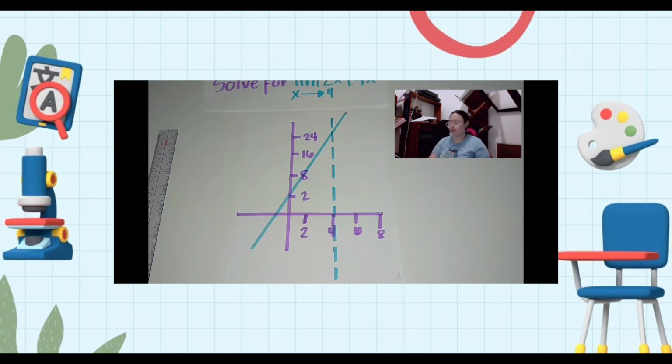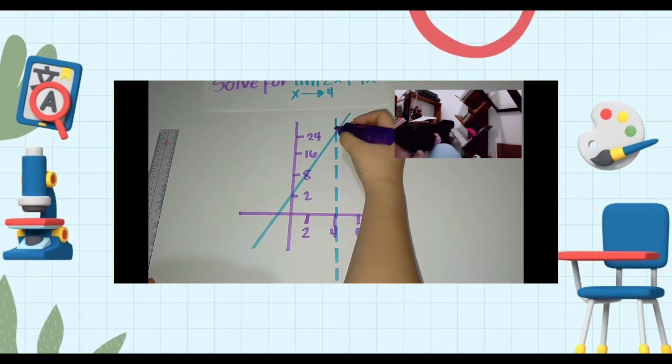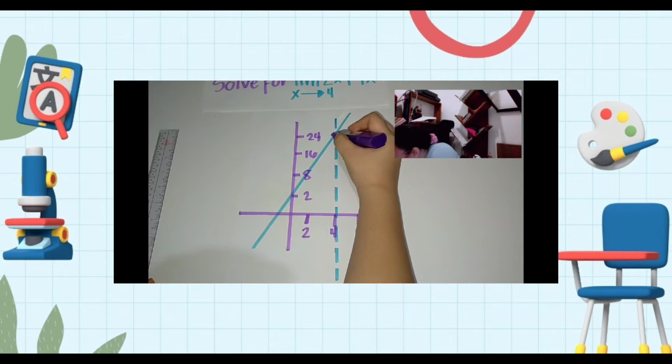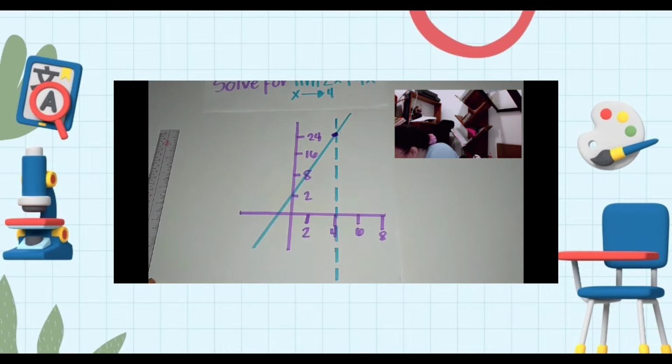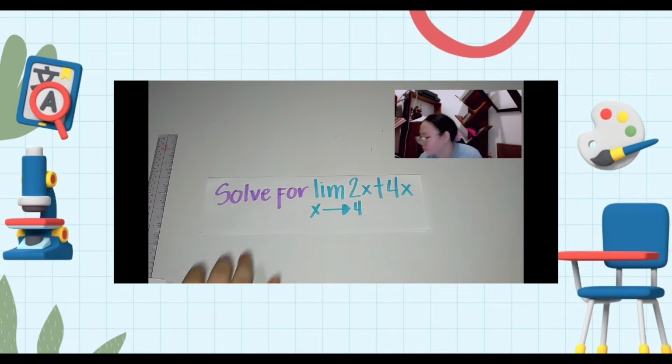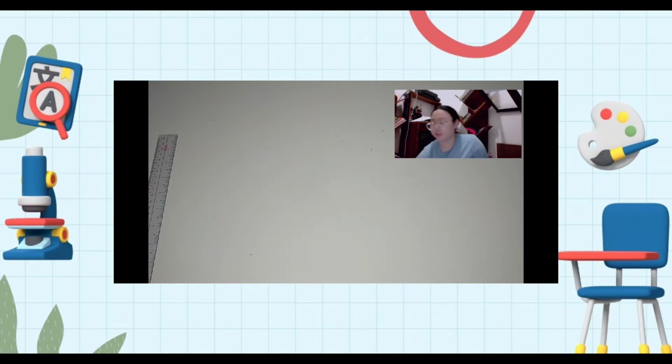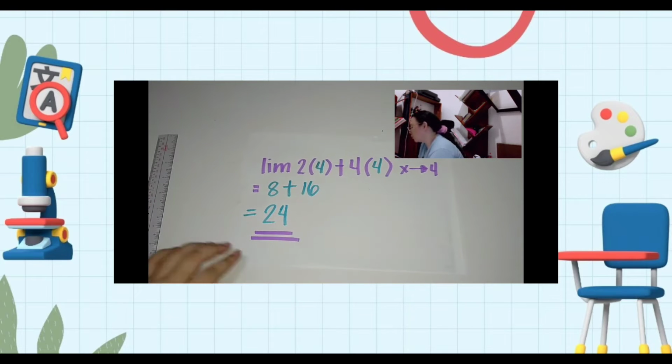So, let me ask this question. Sa lahat ng nakalagay na number, saan siya tumama? And obviously, tumama siya. Nag-correspond siya sa 24. Yan, 24. So, the answer for this problem is 24.